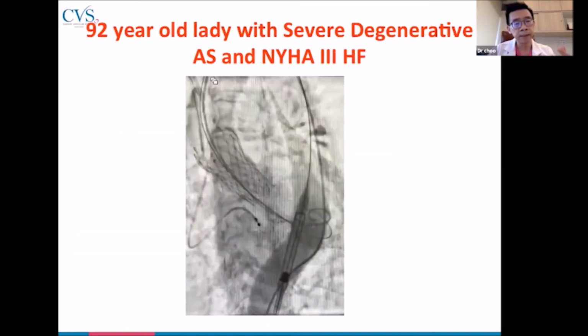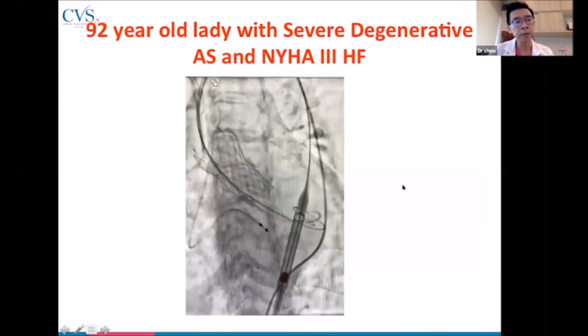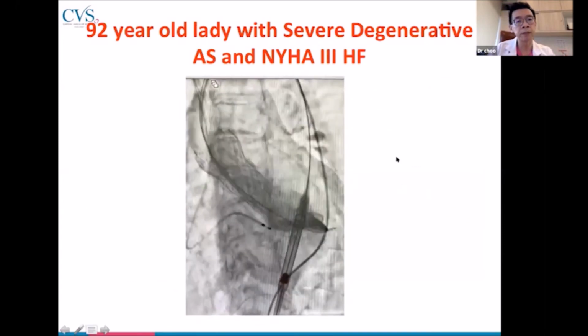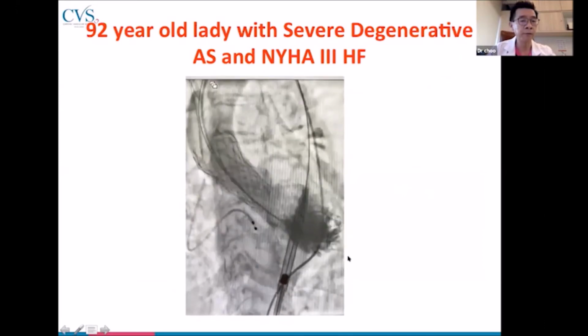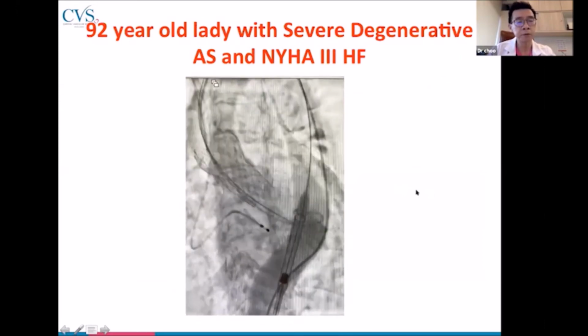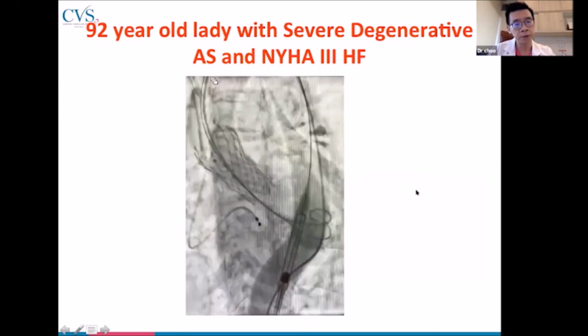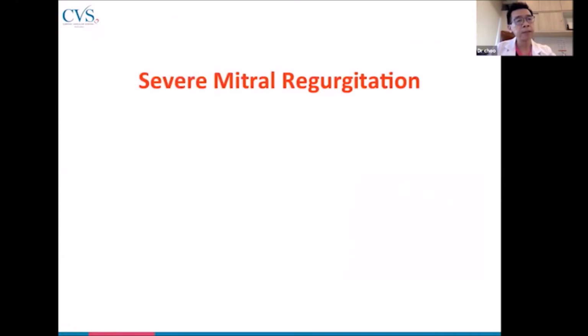So this is a patient that we did 2 weeks ago, a 92-year-old lady with severe degenerative AS and class 3 heart failure with excellent results. So she's gone home about 5 days after the procedure. The next one is mitral valve.